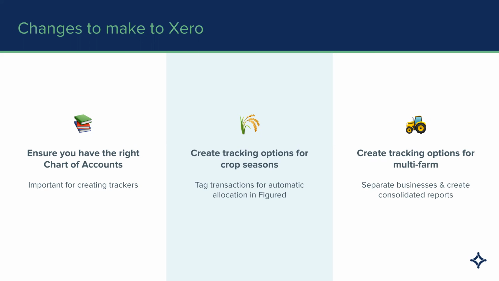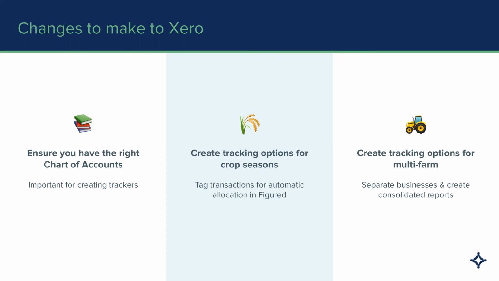The other option here is to create tracking options for our crop seasons. We'll touch on this again shortly, but we can create tracking options within Xero through the Xero tracking categories for our crop seasons, which will allow us to automate a lot of the allocation work that comes through the transactions from Xero. In Figured that'll automate a lot of the allocation out to those crop seasons, so we don't have to do that manually.